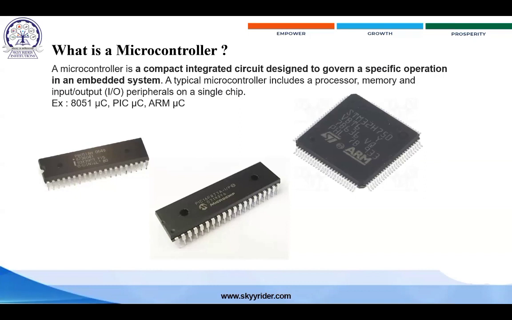A typical microcontroller includes a processor, a memory, and an input output or peripheral device on a single chip. You might not get this yet, but we are going to have a thorough discussion about that. For now, let's focus on the examples. These are some examples of the microcontrollers which we are using: the 8051 microcontroller, PIC microcontroller, and ARM microcontroller.